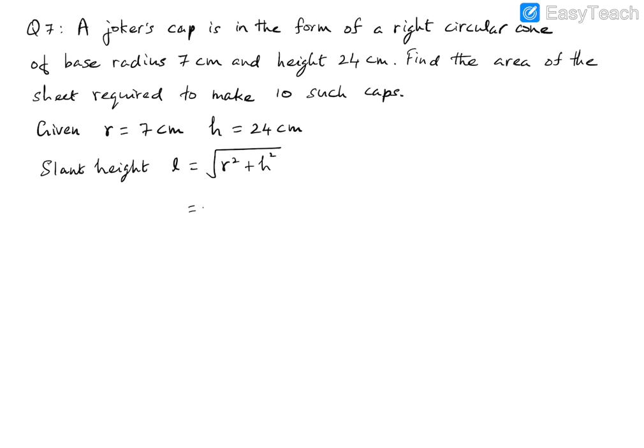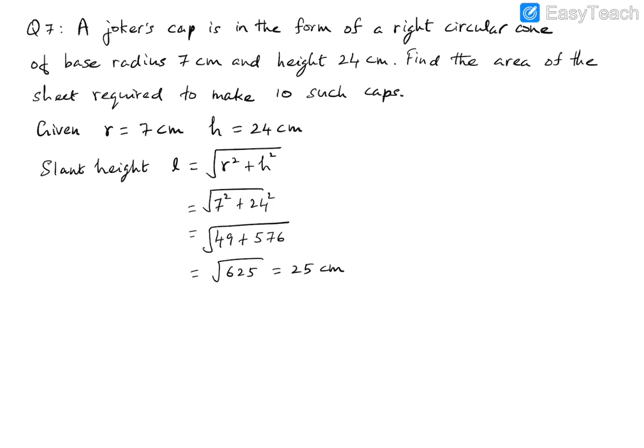So that is going to be square root of 7 square plus 24 square. So 7 square is 49 and 24 square is 576, and I believe that adds up to square root of 625, and that should be 25 centimeters. Okay, so we have now found the slant height of the conical cap to be 25 centimeters.